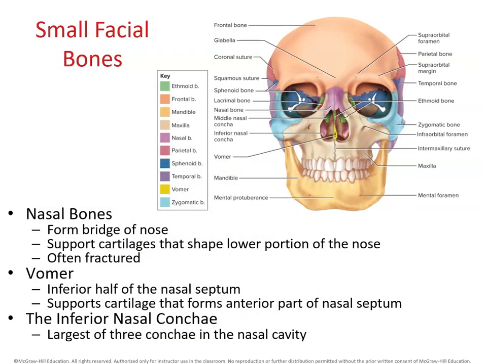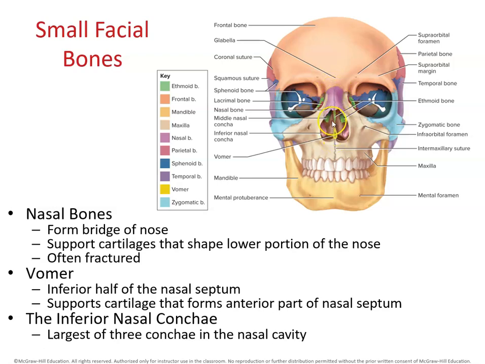And then we have some other bones that are smaller than, for instance, the maxilla. We have the nasal bones. The nasal bones are here in purple. The nasal bones are often broken. If we ever get hit in the face with a baseball or are in a fight, the nasal bone is one that can break fairly easily. This is the bridge of our nose.